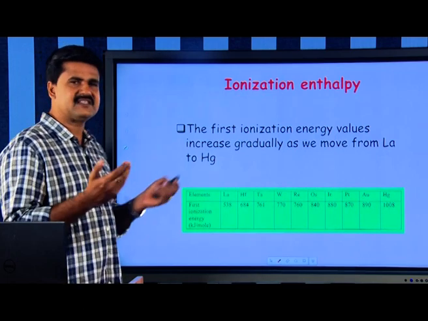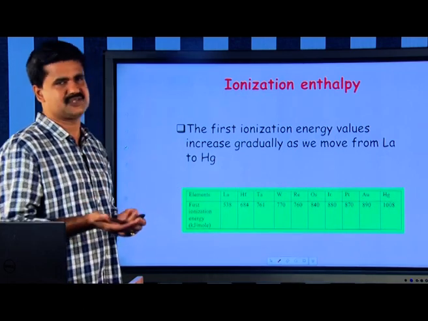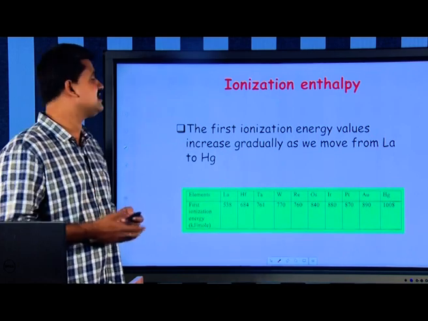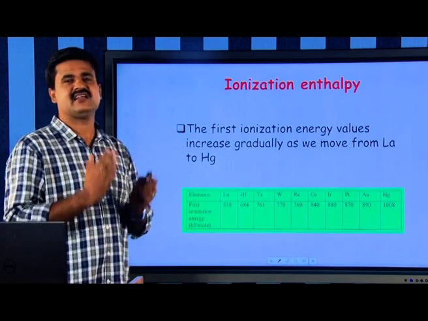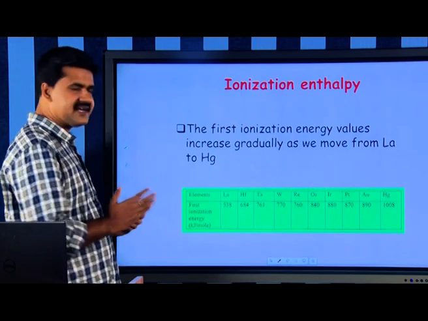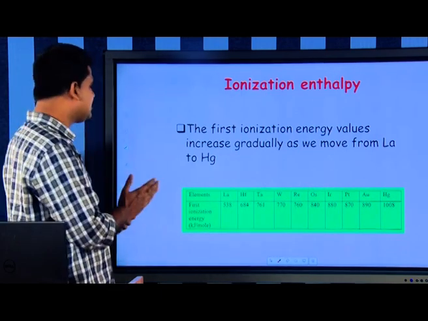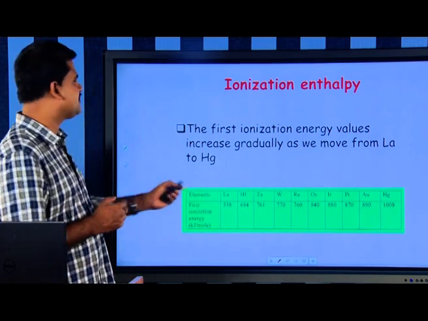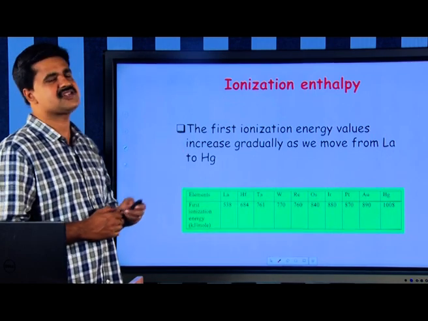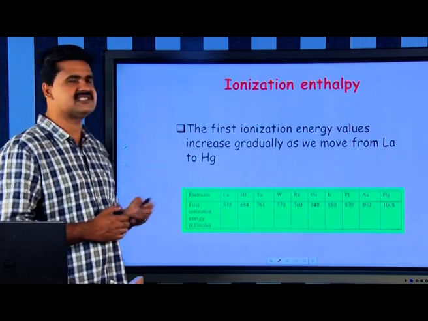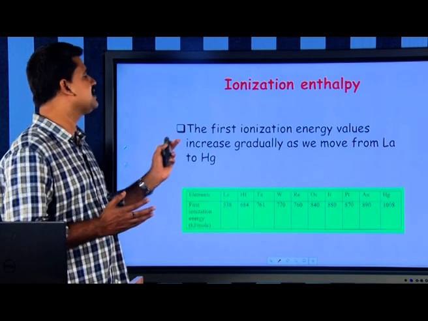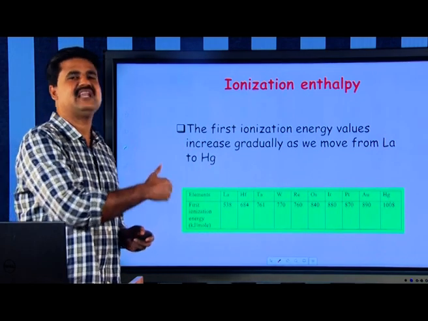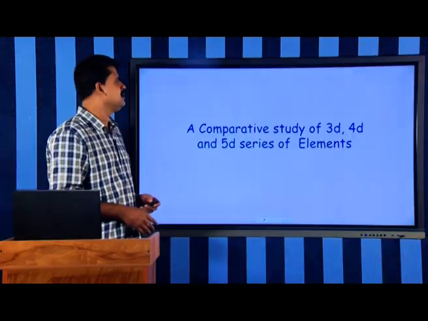Then moving on to another property, ionization enthalpy. Ionization enthalpy deals with the amount of energy that we have to supply to remove the most loosely bound electron from an isolated gaseous atom. The first ionization energy values of the 5D series of elements are shown in this chart, and from this it is clear that the first ionization enthalpy values go on increasing gradually as we move from left to right, that is from lanthanum to mercury.